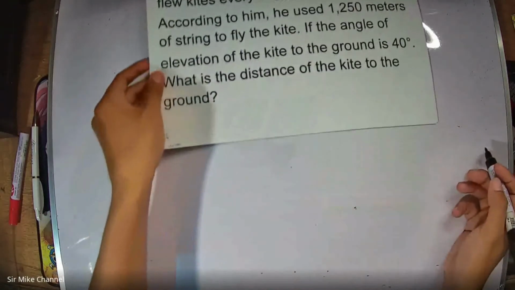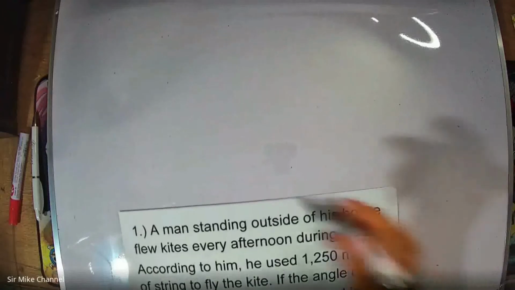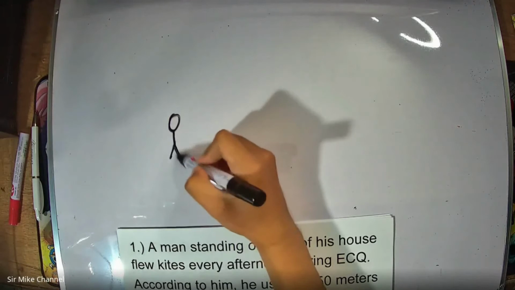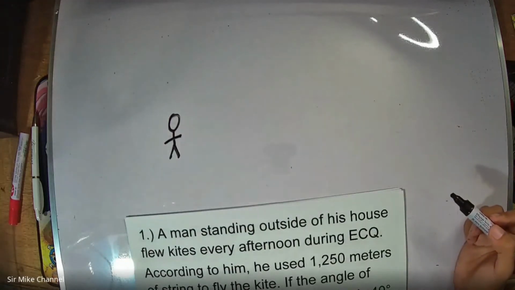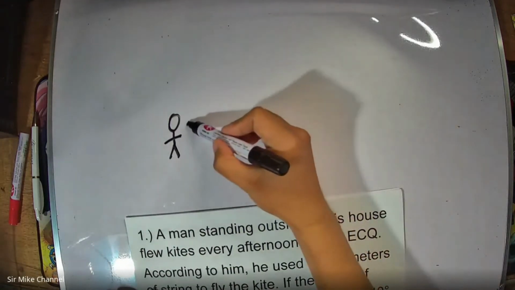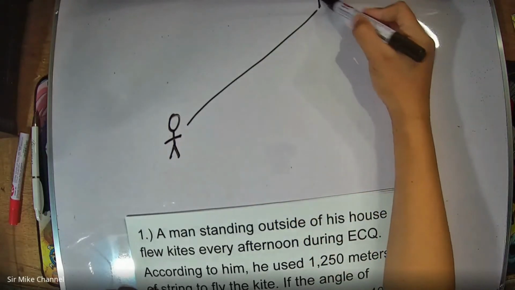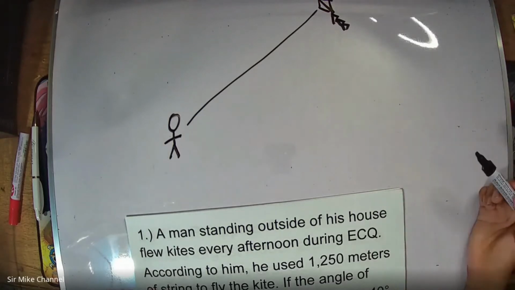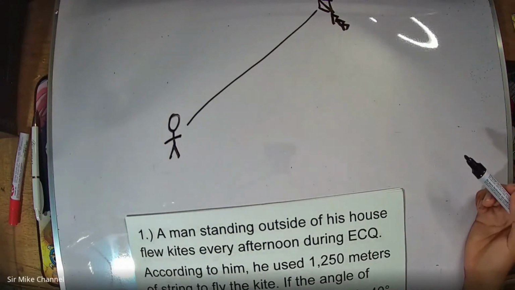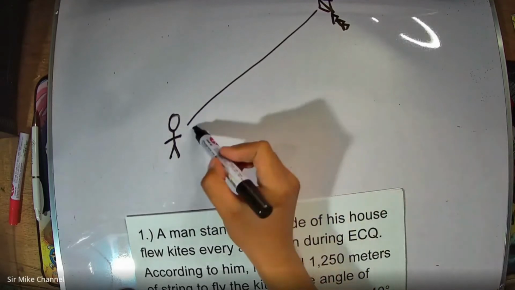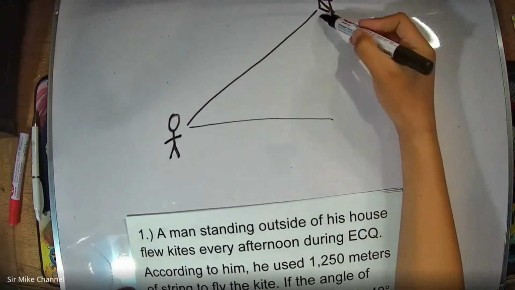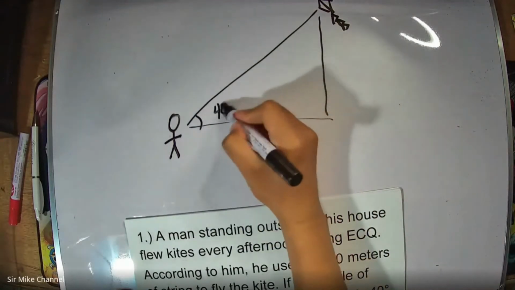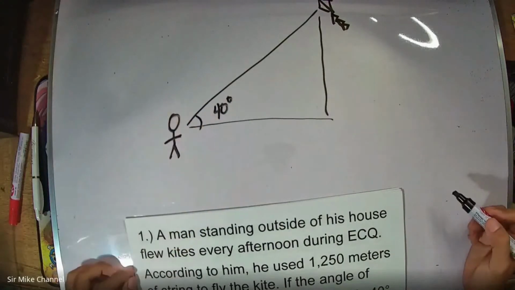For example, a man stands here, let's say this is our man. He is flying a kite. This is our kite. And the angle of elevation is 40 degrees. This is our horizontal line, and it forms this angle, which is our angle of elevation. It is 40 degrees. This is our reference angle.